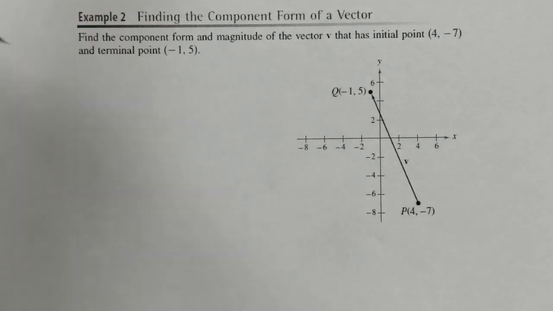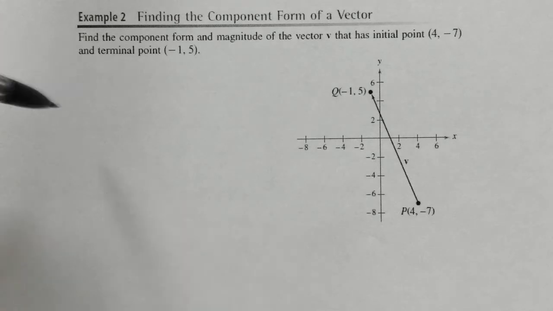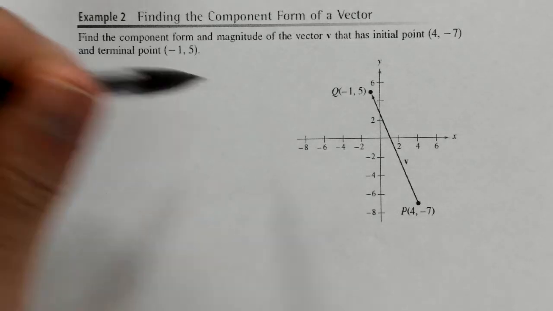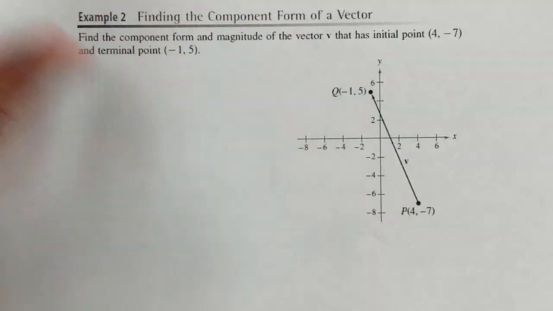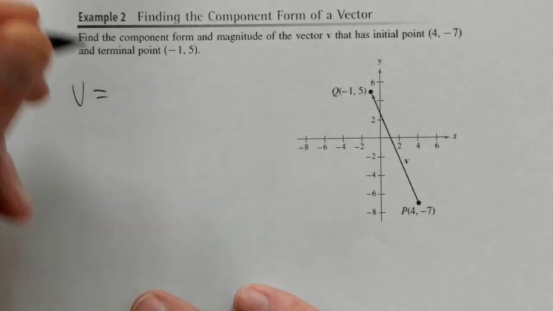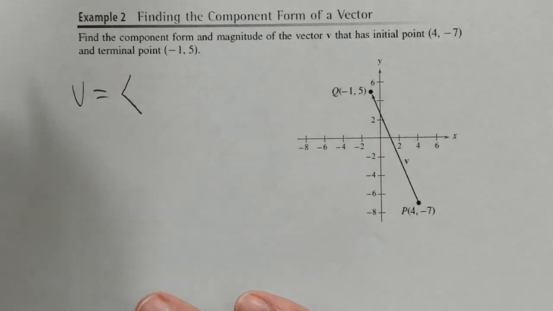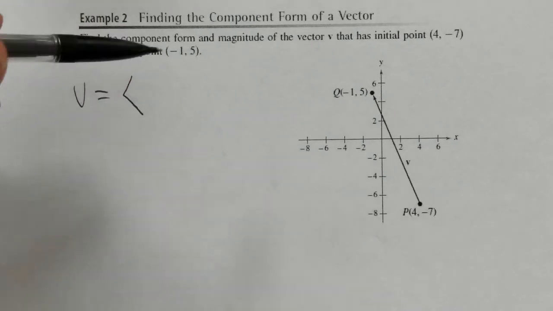Now, make sure you don't get the initial and terminal points mixed up, because that would make a difference in the component form as far as the direction is concerned. So be careful with that. All right, so for the component form, make sure you're using the right symbol now when you're looking at this. So the component form for the vector.